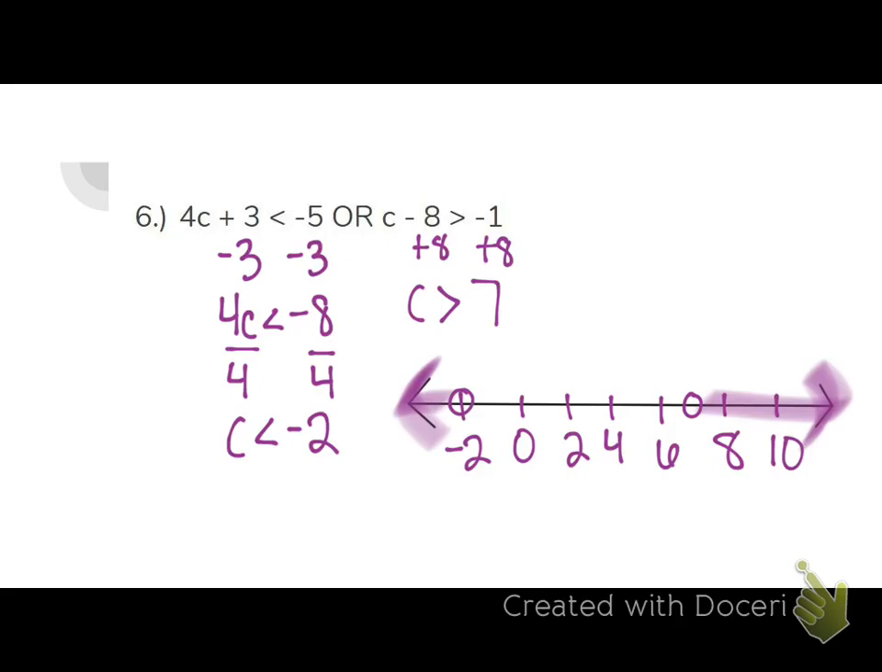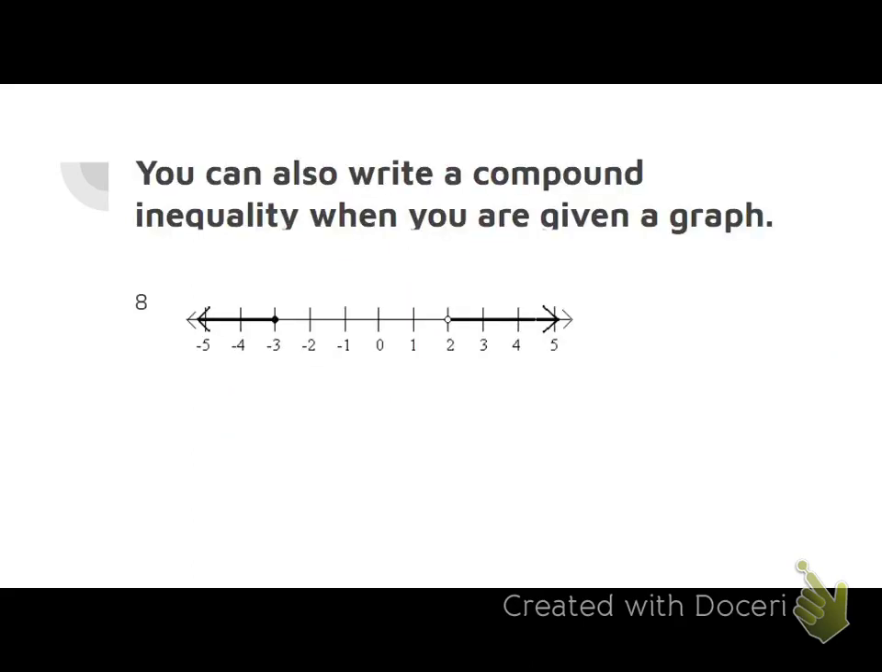Are we ready to move on? Okay. So on this problem, we are going to practice taking a graph and writing the compound inequality from it. Okay, so I would sketch this graph, if it's a little hard to see, at -3. They have a closed circle and they've got it shaded to the left. At +2, there's an open circle and it's shaded to the right.